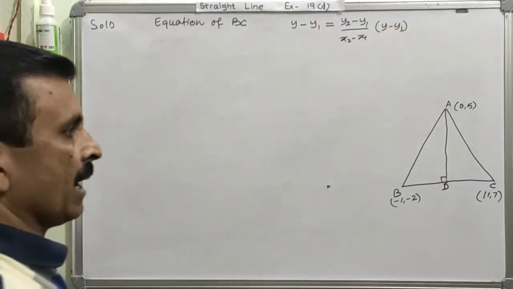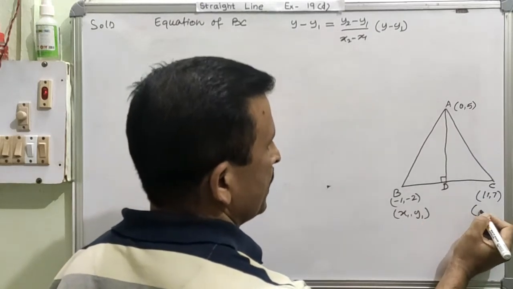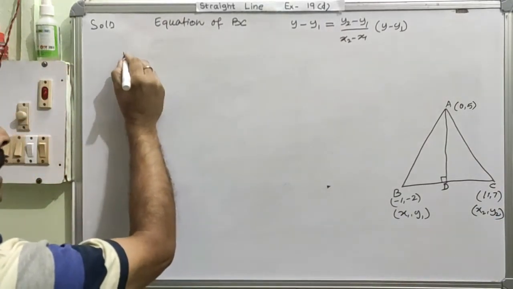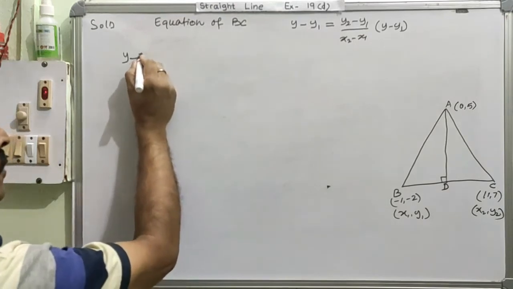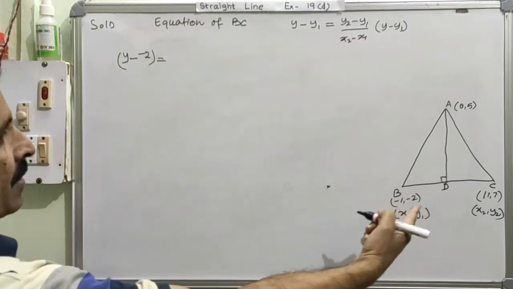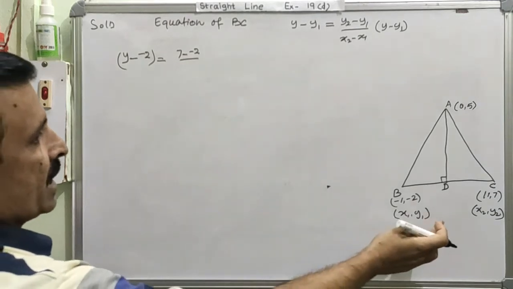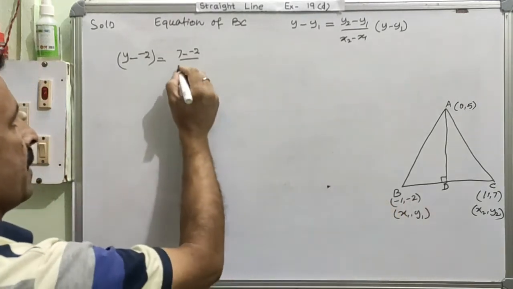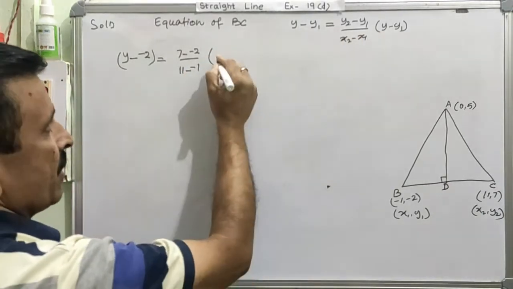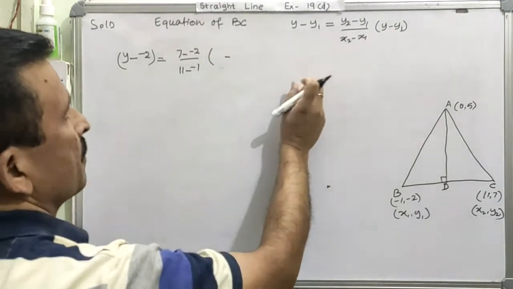Now, this point we can consider as (x1, y1) and this point we will take as (x2, y2). Let us put it in. y minus y1, y1 is negative 2, is equal to y2 minus y1, that is 7 minus minus 2, divided by x2 minus x1, so 11 minus minus 1, into x minus x1.